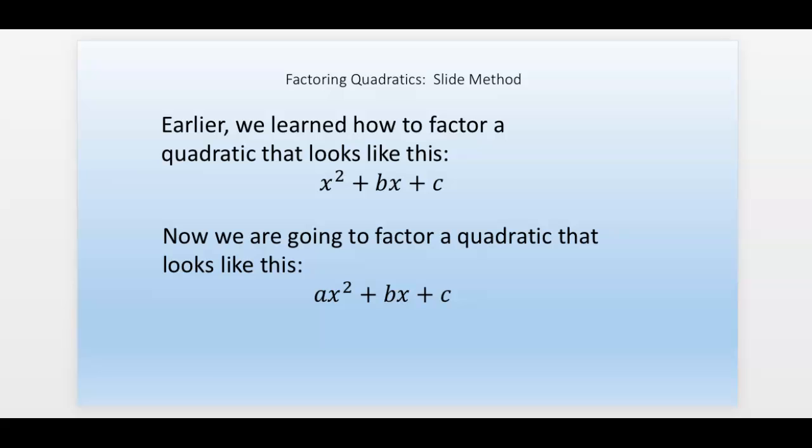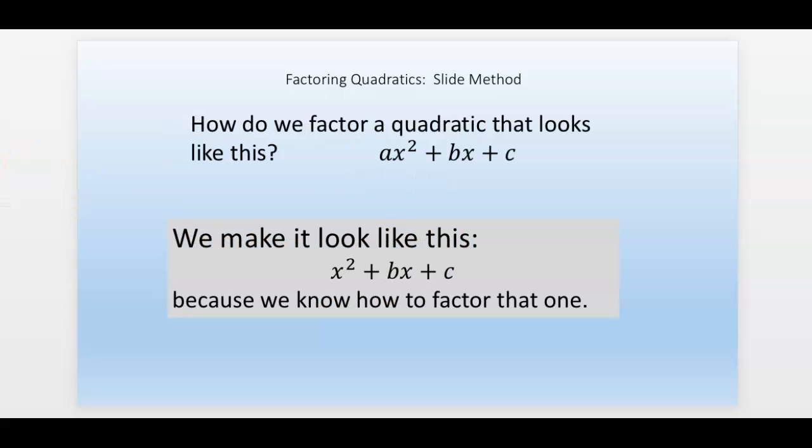Earlier, we learned how to factor a quadratic that looks like this, where a equals 1. We got pretty good at that. We learned we can go straight for the answer, and we're looking for two numbers once we get the signs right. Now we're going to factor a quadratic that looks like this, where a does not equal 1. There's a number in front of the x squared, so we can't just go straight for the answer.